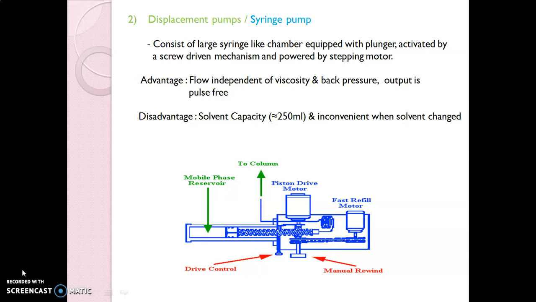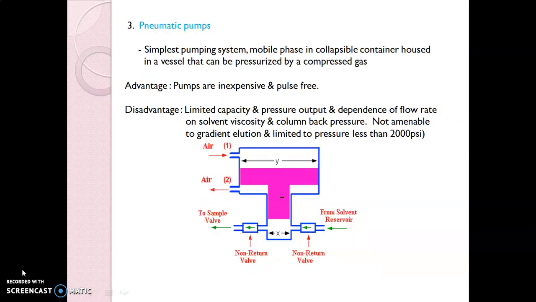Then second is the displacement pump, or syringe pump. It is like a syringe. It consists of a syringe-like chamber equipped with a plunger, activated by a screw driven mechanism and powered by a stepping motor. The advantage of this pump is that the flow is independent of viscosity and back pressure, and the output is also pulse free. The disadvantage is that it has a capacity of only up to 250 ml, and it is inconvenient when we are changing the solvent. So this is the displacement pump.